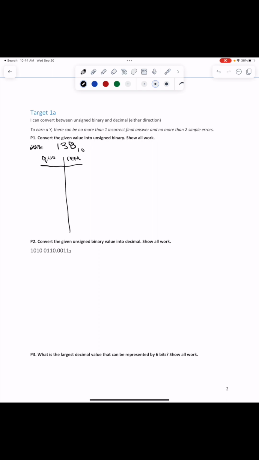I'm going to write already, before I forget, that this is the most significant bit and this is the least significant bit once we get all the answers here. So I'm going to put 138 here and then divide by 2 until I get down to the 1 of one column, which it always ends with.